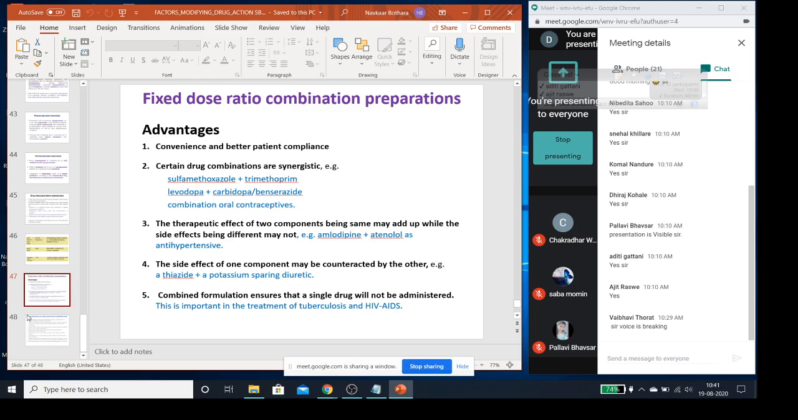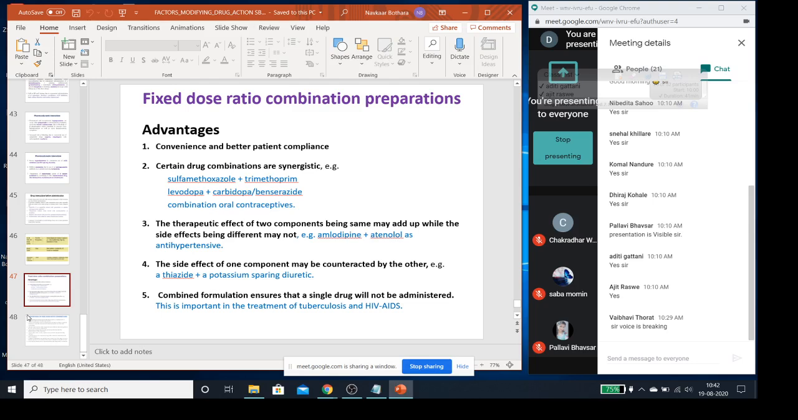Particularly in certain cases, it is highly recommended, rather mandatory, not to administer only a single drug. Examples of these cases are tuberculosis, because the tuberculosis bacteria is so dangerous that when only one drug is used, it can form resistance against it. The same is the case with the HIV AIDS virus. The virus will form resistance against it, and therefore it can be very dangerous if only one drug is there. Therefore it is compulsory that a combination has to be given.